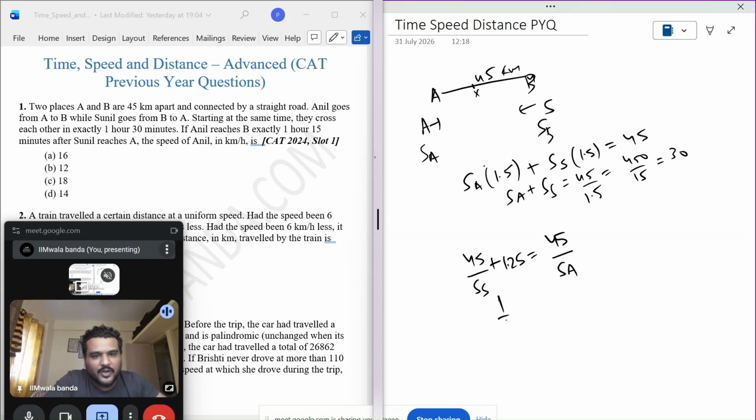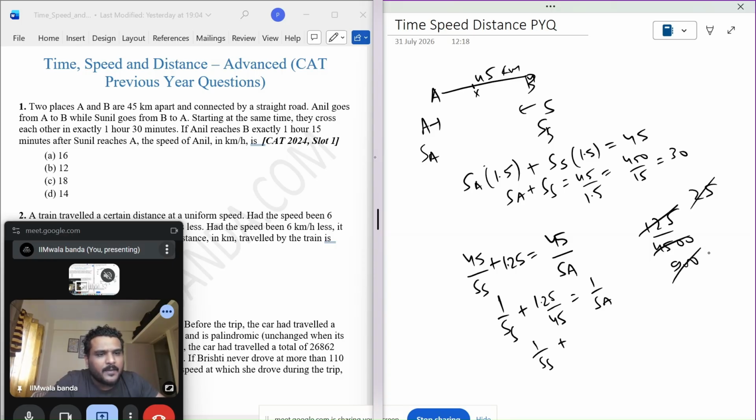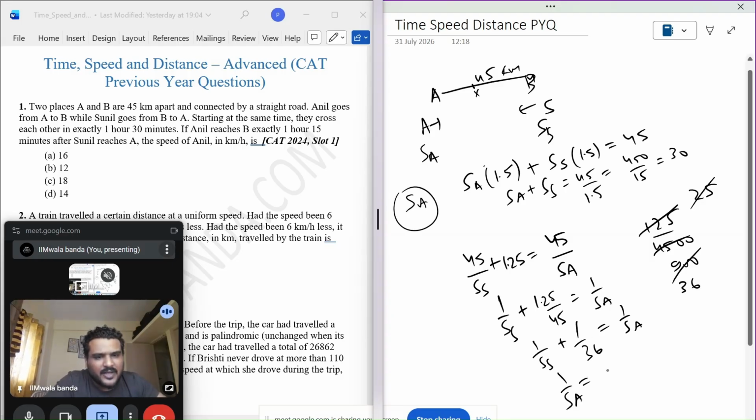So if we solve these two, 1 by SS plus this becomes 1.25 upon 45, 1 by SA. So 1 by SS plus this is what? 125 upon 4500, or this is 225 upon 900, or this is 100 is 4, 900 is 36. So can I say 1 by SS plus 1 by 36 is equal to 1 upon SA, and we have to find the speed of A. So our eye should be on SA.